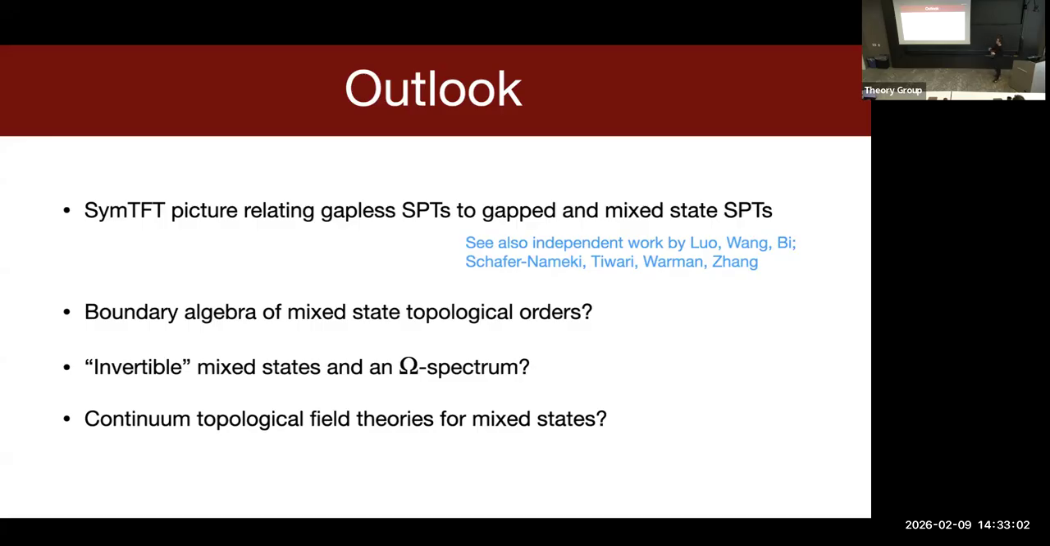Yeah, and then there might be, I'm sure there are, but it would be interesting to work out continuum topological field theories for both these SPTs on the boundary and these mixed state topological orders in the bulk. It would be interesting to work out the continuum topological field theories that have all the universal properties. So that's all for me. Thanks.